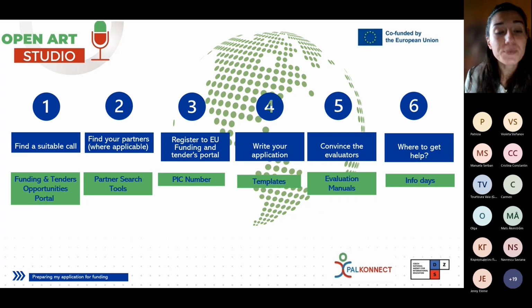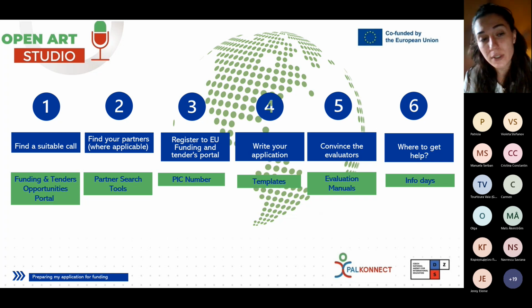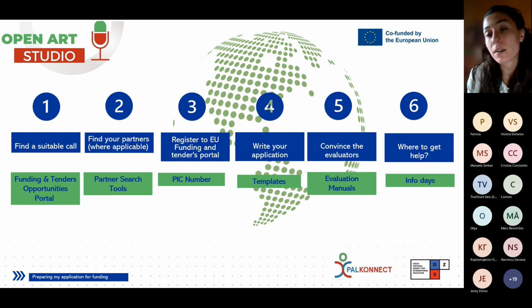The fourth step is to write your application. Of course, if you open a call in the tenders portal, you are going to see in the description part different templates that are provided by the Commission in order to help you write your application. Most of the time, the template they provide is part B, the application form, with specific directions and descriptions of what you need to write in each of the sections. So use the templates, read the templates, in order to make it easier for you to write your application.